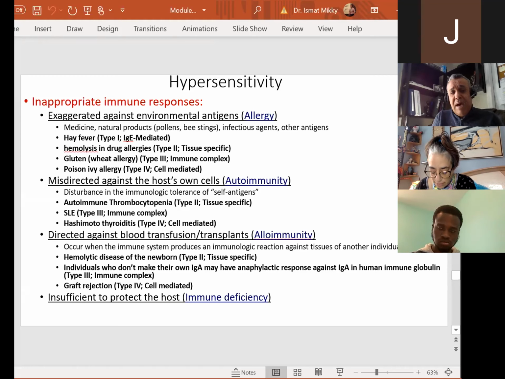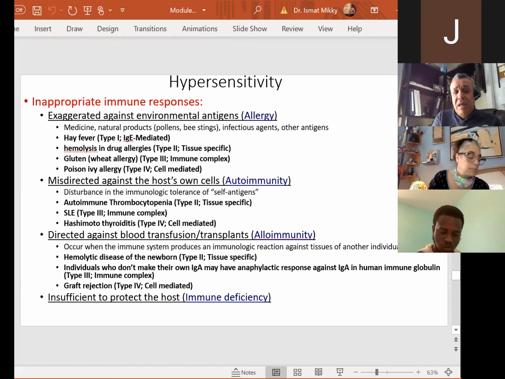This is an example of how autoimmune thrombocytopenia is classified as type 2, which is tissue specific, and HIT is an example of that. An example of type 3 is SLE, lupus. And we have another one, which is type 4. An example of that would be a form of hyperthyroidism, where eventually the patient will become hypothyroid, called Hashimoto's thyroiditis. And this one is type 4, which is T-cell mediated.